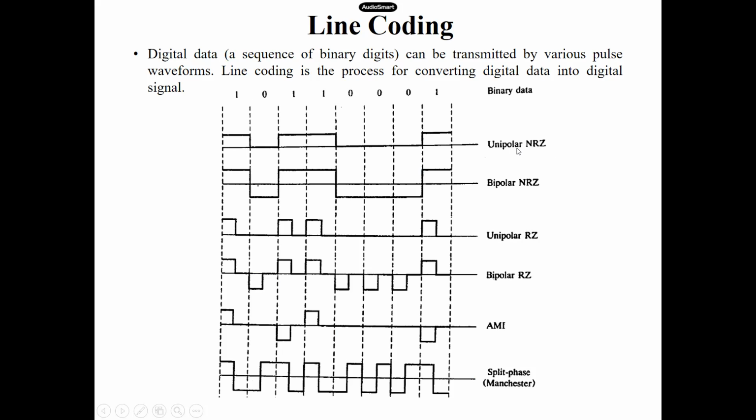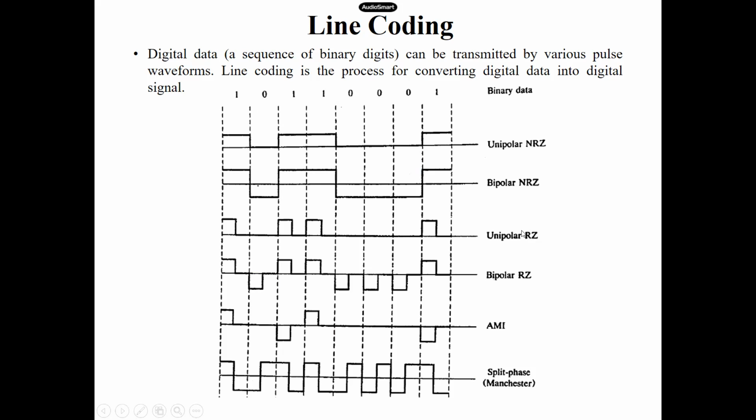Unipolar means that you have one level, positive 1 only, and bipolar means that you have two levels, plus 1 and minus 1, to represent 1 and 0. So for unipolar NRZ, 1 is on the positive side, high, and then low for 0. In a similar way, for bipolar NRZ, you have positive 1 for 1 and minus 1 for 0, and the remaining are similar.